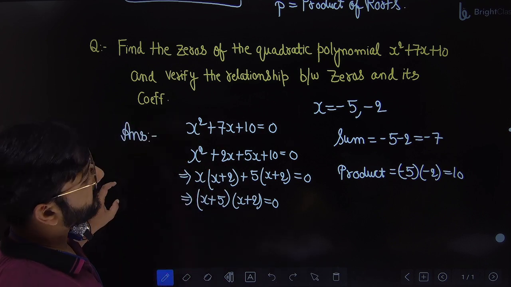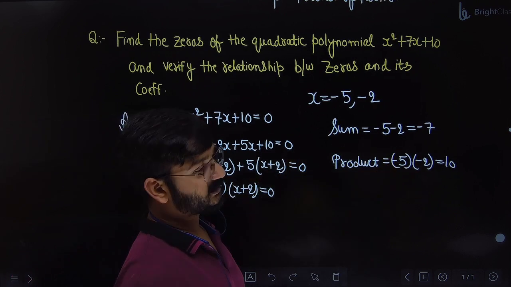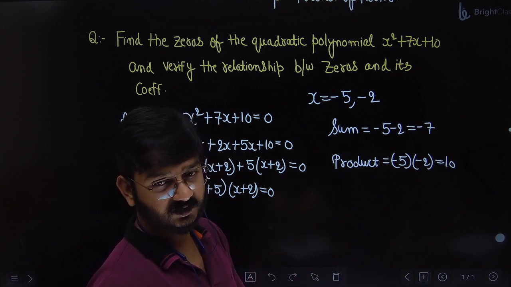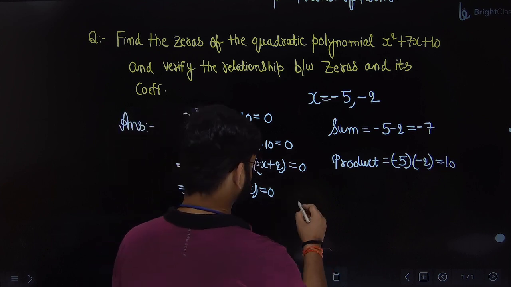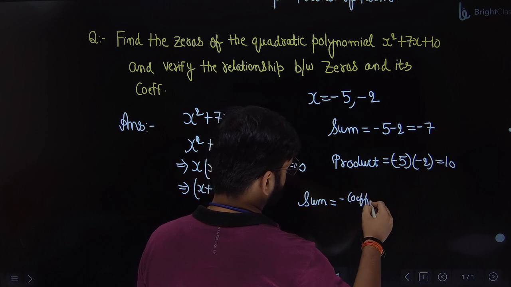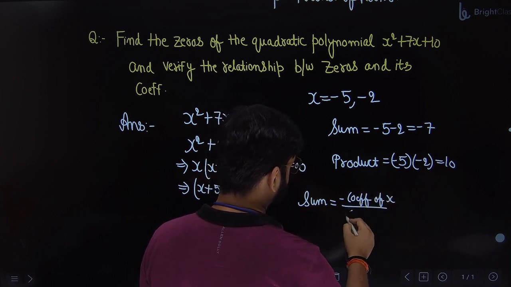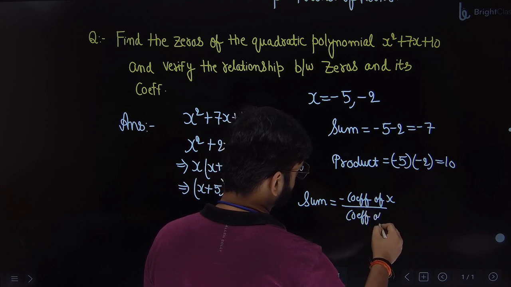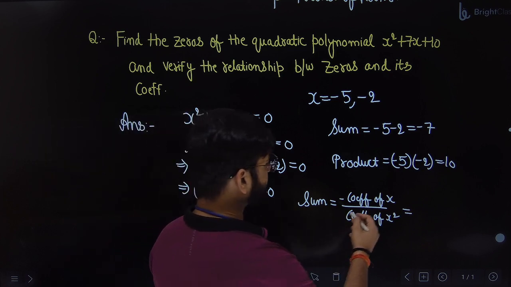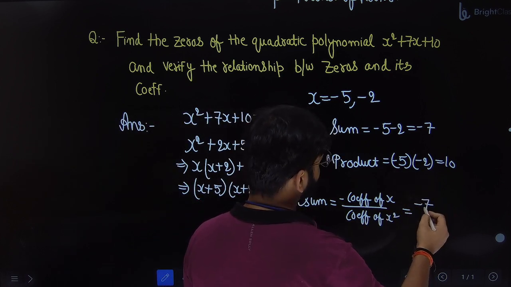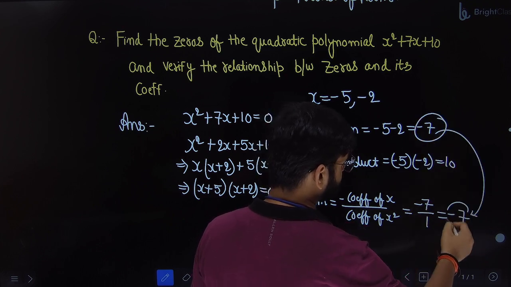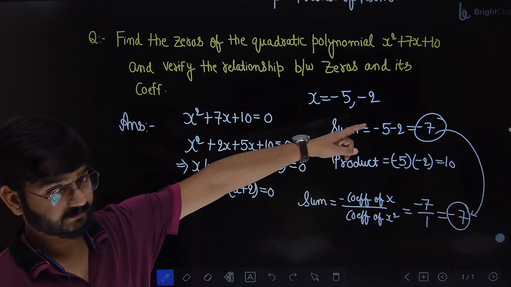Okay. So we need to verify whether the sum of roots is the same as the expression we have discussed: the sum of roots is minus coefficient of x divided by coefficient of x square. What is the coefficient of x? 7. So this becomes minus 7, over the coefficient of x square, which is 1. Is it satisfying? Yes, both are the same.